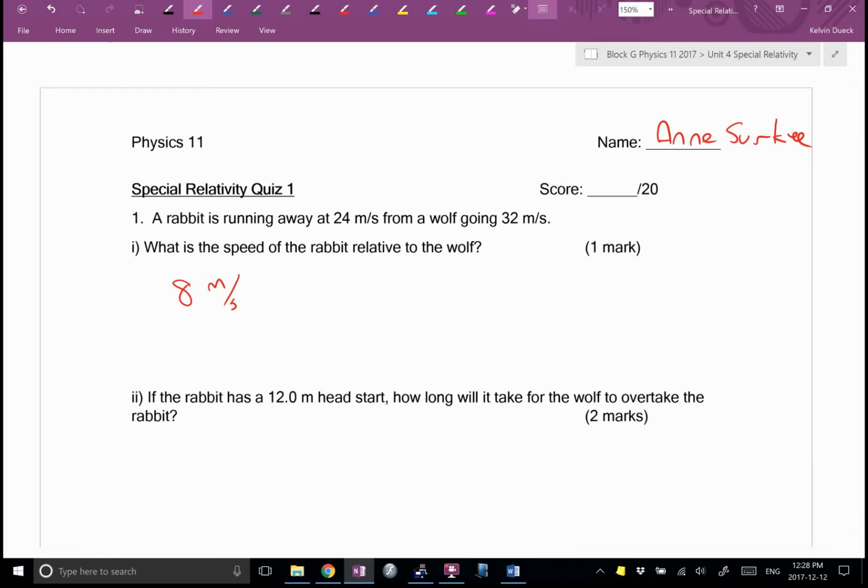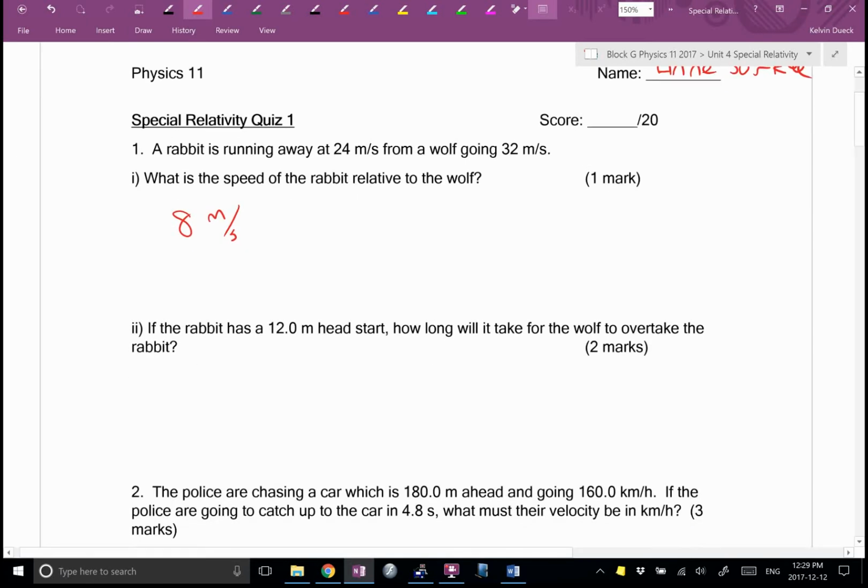What that really means is if I want to analyze this mathematically, I can pretend that the rabbit is at rest and the wolf is traveling forwards at 8 meters per second. Or I can pretend that the wolf is at rest and the rabbit is traveling backwards at 8 meters per second. I'd probably use the first option. If the rabbit has a 12-meter head start, how long will it take?